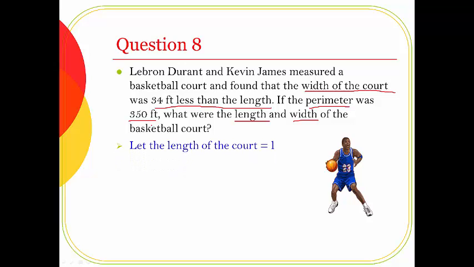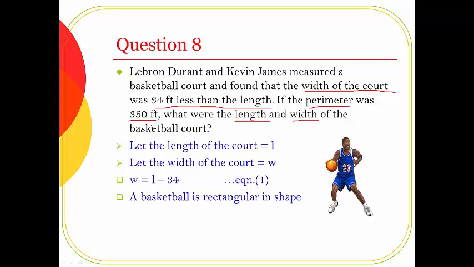So the first thing we say, let the length be L and let the width be W. First keyword, width is 34 feet less than the length. In those prerequisite videos, you will understand why I wrote that. That is gonna be L minus 34. Because if the length is 40, that means the width will be what? 40 minus 34, which is 6.